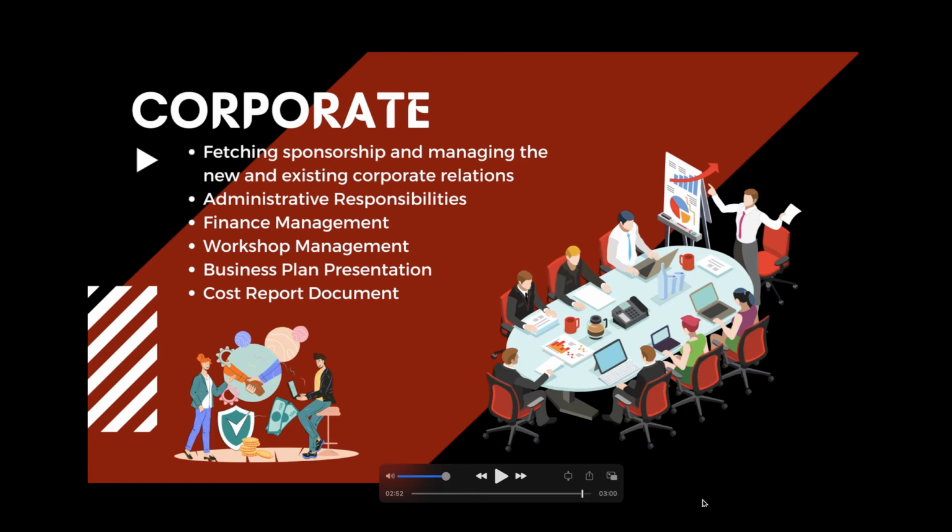The second role is the administrative responsibilities, that is being a bridge between the team and the college administration, getting files signed, getting money, etc. The third is the financial management, the workshop management, the BBP that I initially mentioned. The corporate department's duty is to make the entire business plan presentation of that particular competition. You also make the cost reports for that competition. So corporate department handles the static events of the entire competition, while the technical team handles the dynamic events. And that's essentially what the corporate department does.